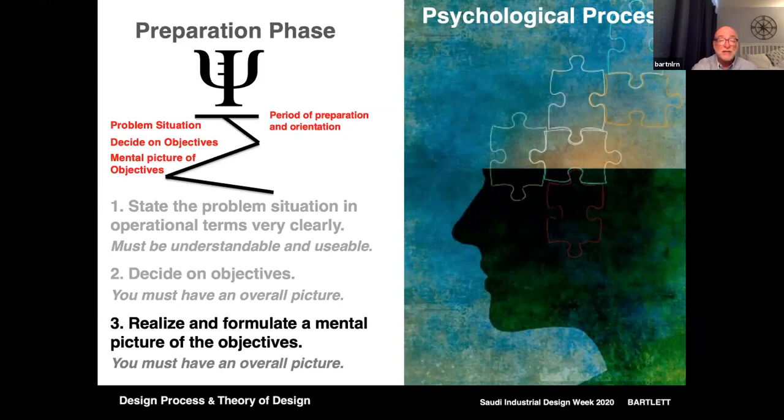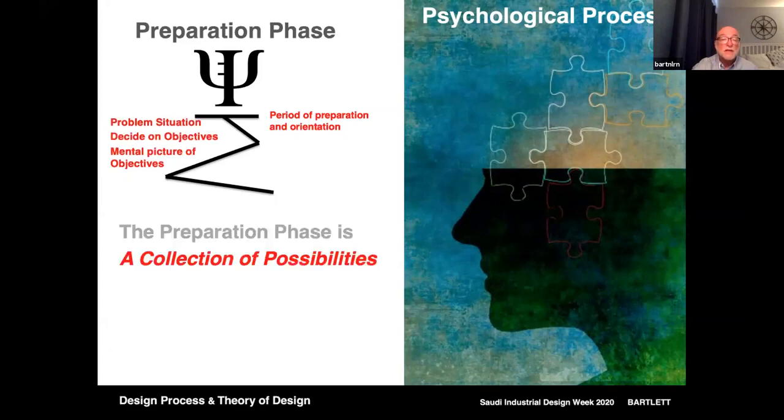So you've got to state the problem, and then you've got to decide on objectives. And then the third part of the preparation phase is realize and formulate a mental picture of the objectives. You must have an overall picture. And then during this, you collect a collection of possibilities. That could be sketches, sketch models, studies. So you collect all the possible solutions, what this object or this product could be.